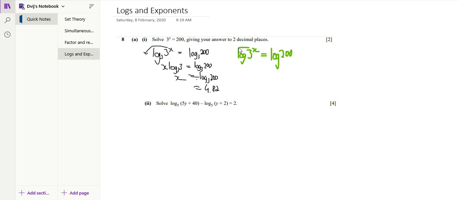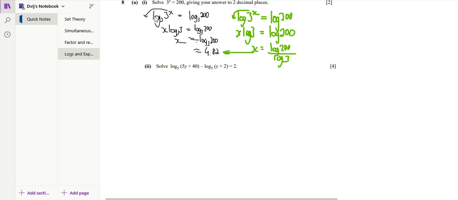Same thing again, we'll move the x down here. So we get x log 3 is equal to log of 200, and of course we can just go ahead and divide log 200 by log 3, and that should give us the exact same answer as this. So that's just a different way of doing it. You can use whichever way you prefer. I personally prefer this way just because I don't like working with logs other than log base 10 and log base e. But yeah, there's two ways to do it.